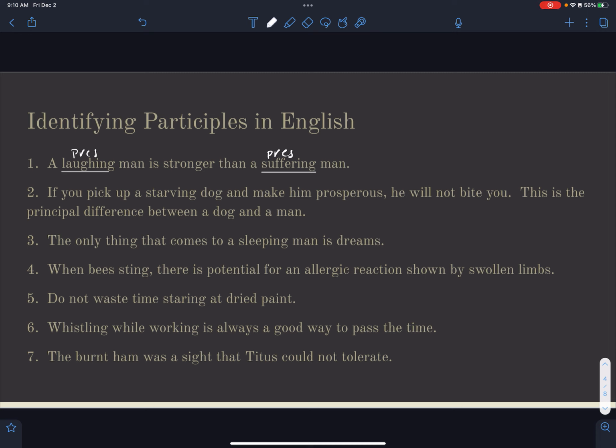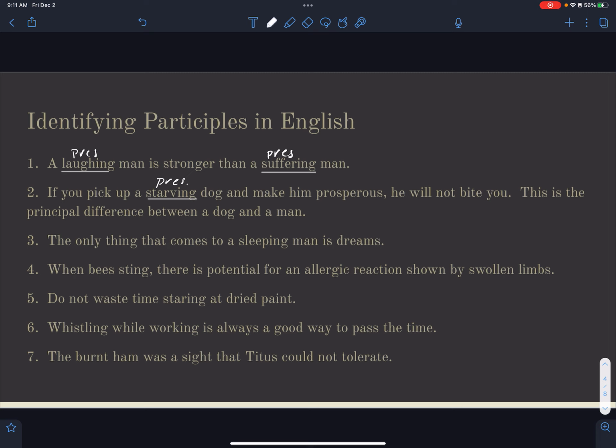So what is my participle here? There's only one. Starving. What kind of participle is that? Is it present or past? Present, right? Because it ends in -ing.